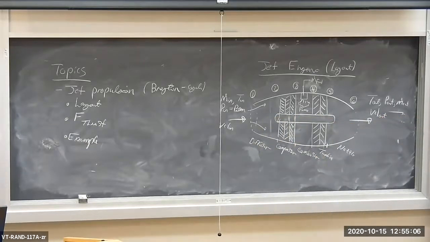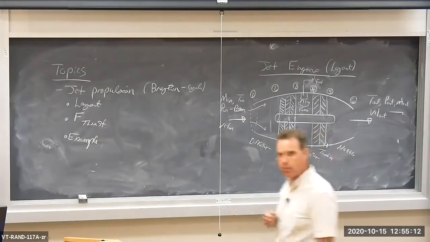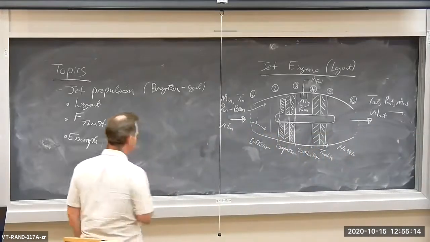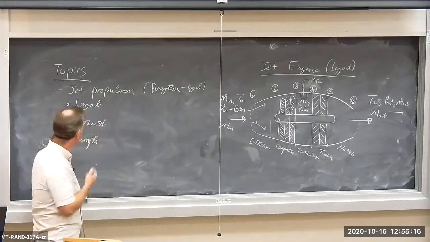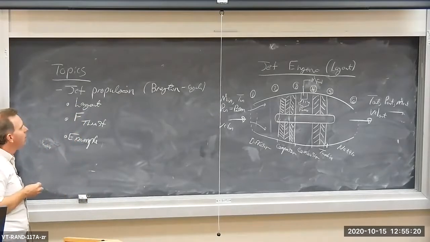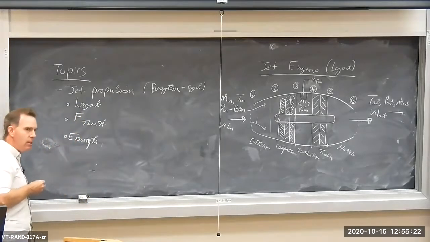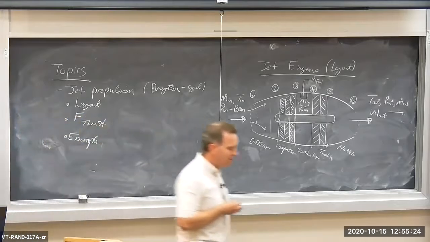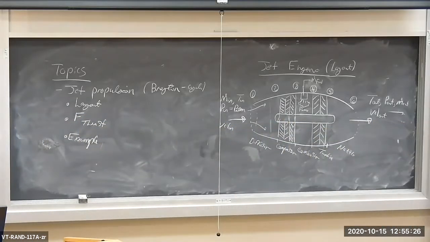Well, today we're going to look at a jet engine whose purpose is to produce thrust, not to produce an output W dot or a shaft power. The purpose is to produce thrust. So we're going to spend this period developing our knowledge of jet propulsion. So we'll look at a Brayton cycle-based jet engine.